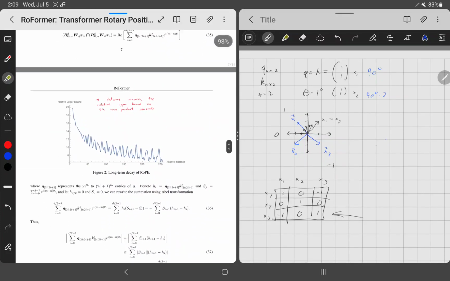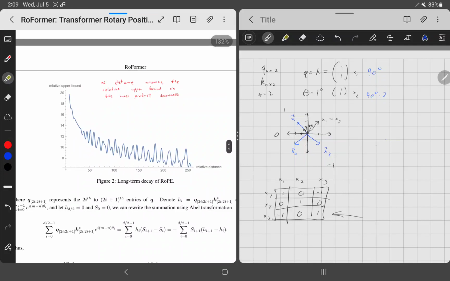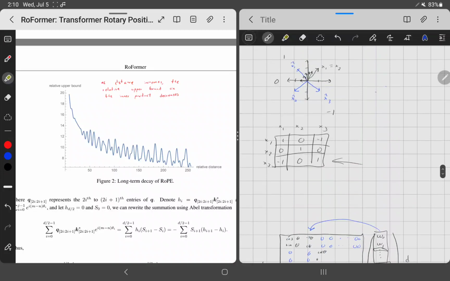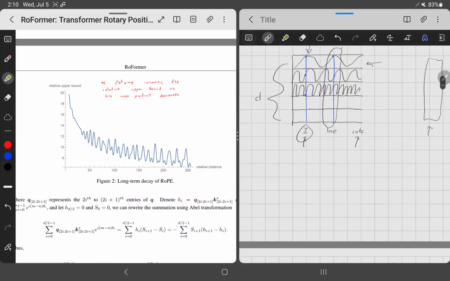First off, the relative distance relative to where it is in the sequence. If we start from the word I to the word I, that would be right here. But as we go further in the sequence relative to each other word, the relative upper bound, which I'm guessing is the dot product similarity between the vectors, decreases. So this adds a prior to the model saying the information further away from a word is not as relevant.